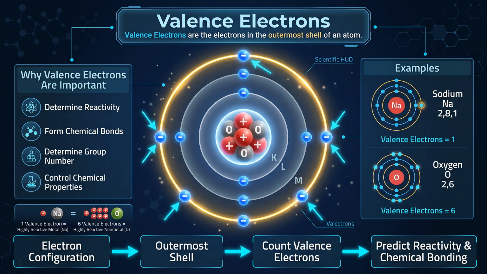Valence electrons are also responsible for chemical bonding. Atoms form chemical bonds by using their valence electrons. There are 3 major types of chemical bonds.